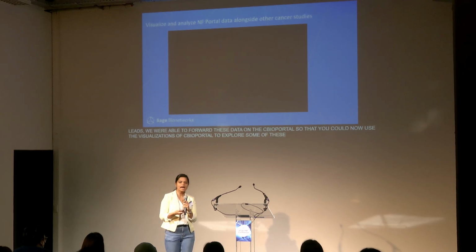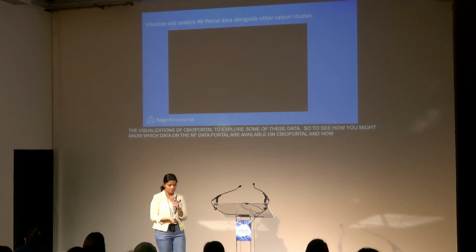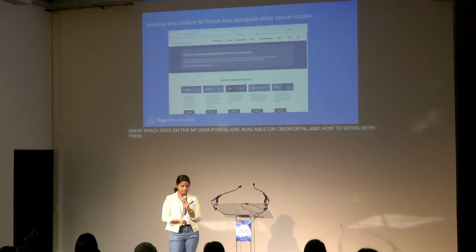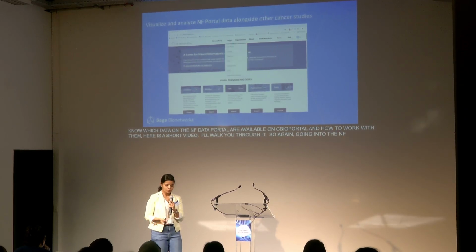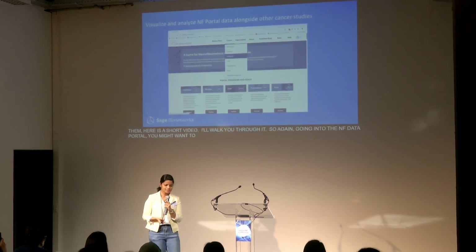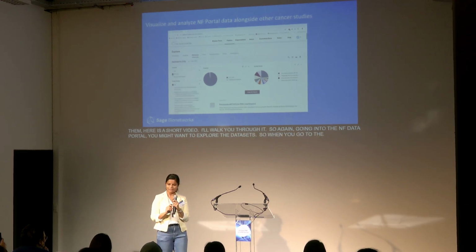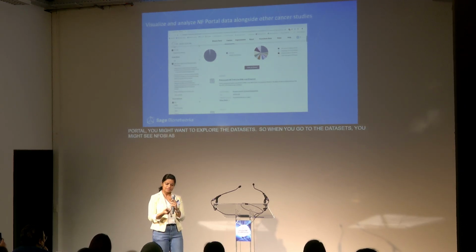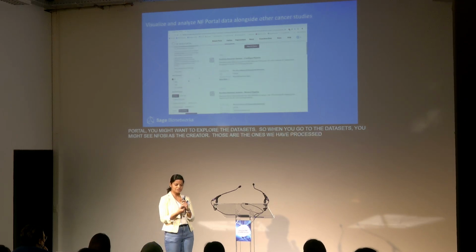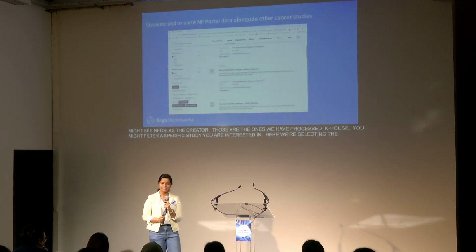So to see how you might know which data on the NF data portal are available on cBioPortal and how to work with them, here is a short video, and I'll walk you through it. So again, going into the NF data portal, you might want to explore the data sets. When you go to the data sets, you might see NF-OSI as the creator. Those are the ones that we have processed in-house. You might filter a specific study that you're interested in. Here we are selecting the Johns Hopkins biospecimen repository, and then there is the visualize data on.